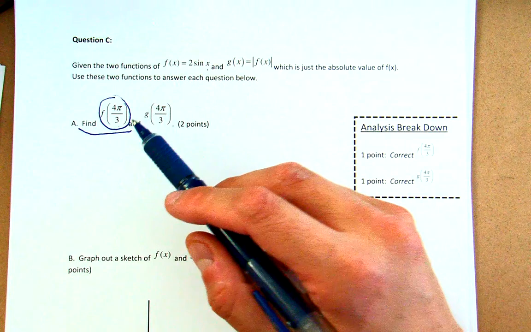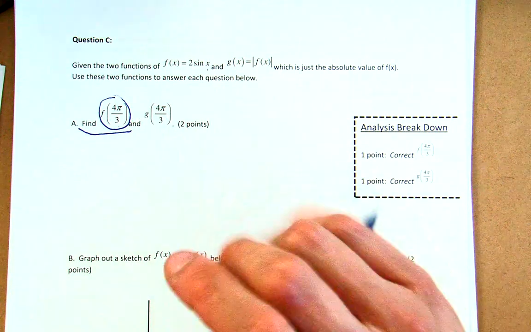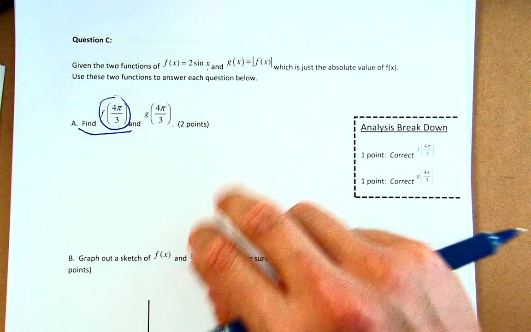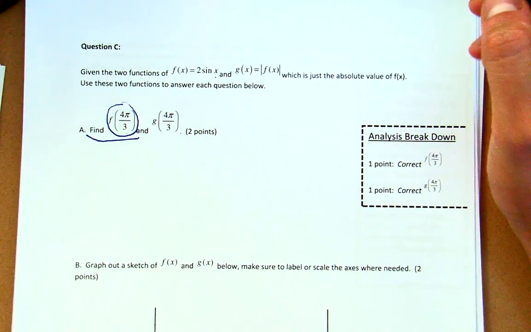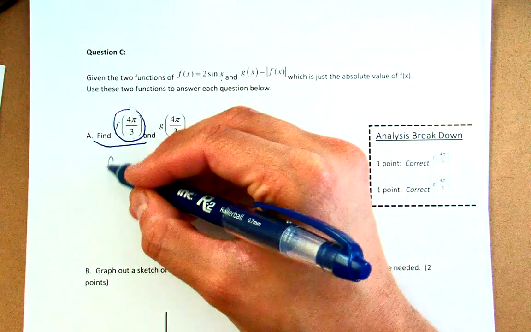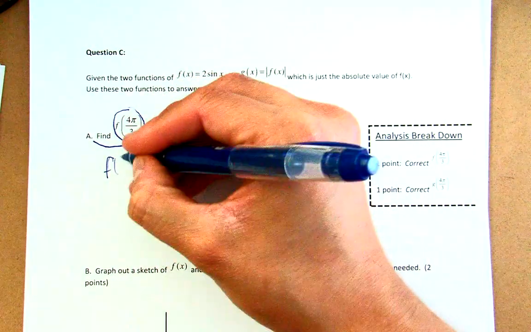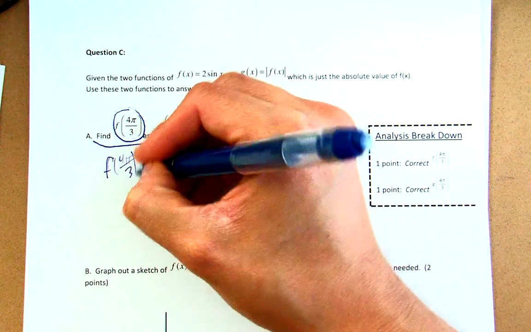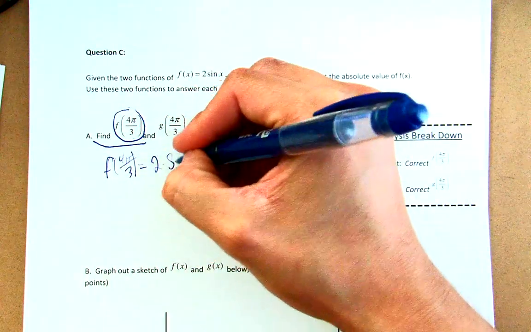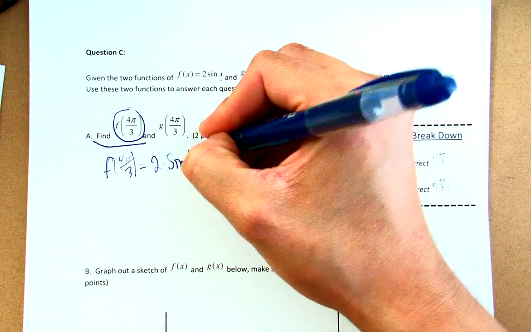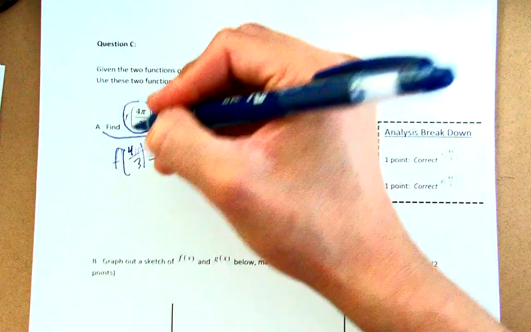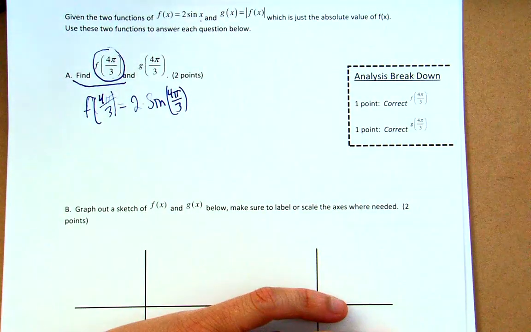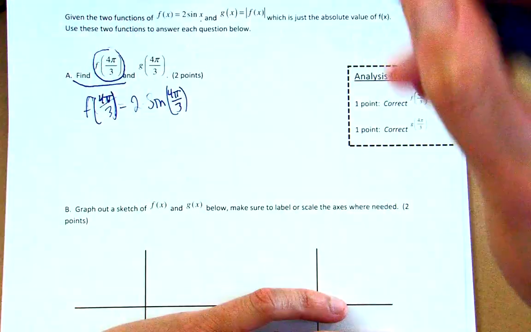Into sine. Now in this part of the test you have a calculator, so I'm not going to use one. So it's going to require my knowledge of the unit circle. So f of 4 pi over 3 is equal to 2 times the sine of 4 pi over 3. Does anyone have any questions so far? Is this okay? Any questions?